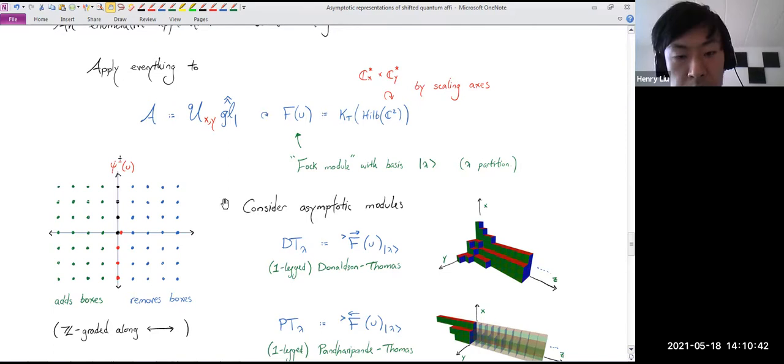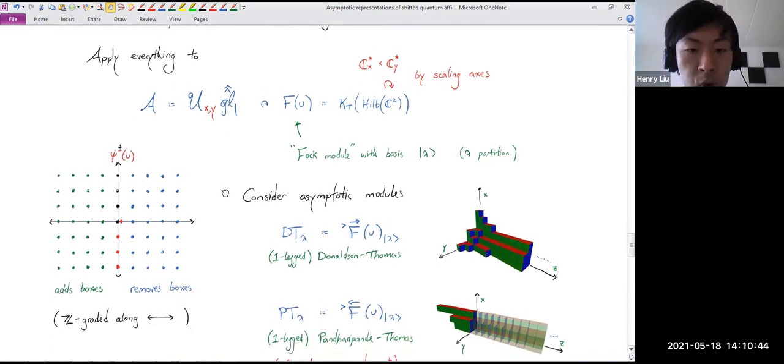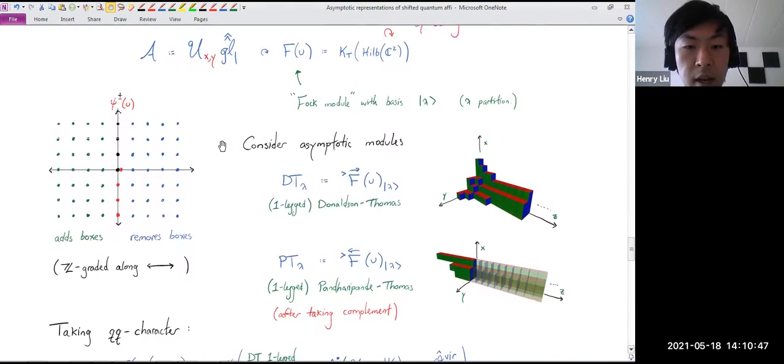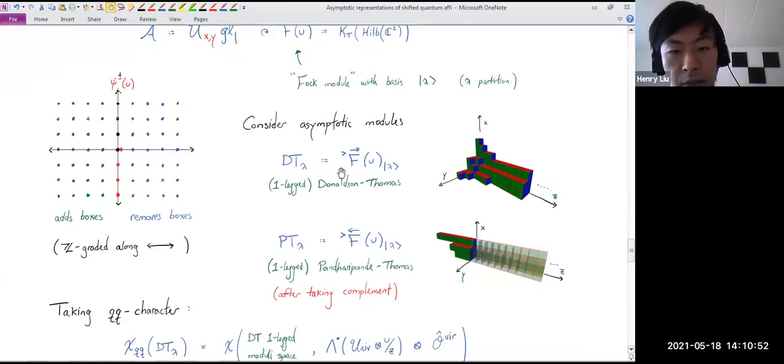Okay, so that's the algebra and that's the module. Now we can consider asymptotic modules, which are modules of infinite descending flags associated to this Fock module. What's an infinite descending flag of partitions? Well, you can arrange them in a chain along the z-axis, which is the only axis we haven't used so far. It looks roughly something like this. And if you have an infinite flag, then it's possible that this leg here continues on infinitely.